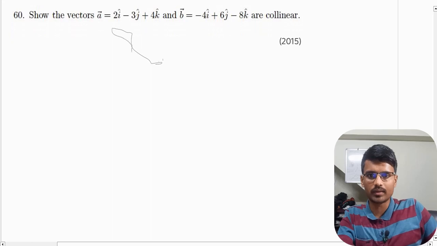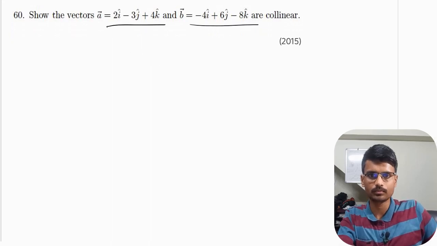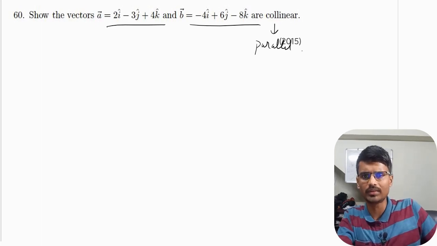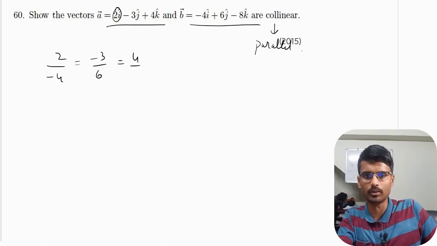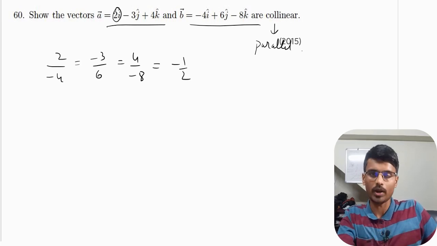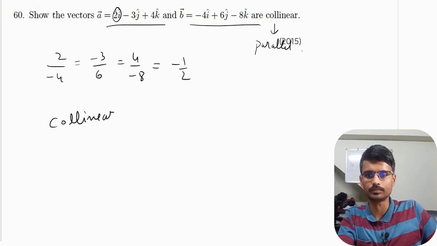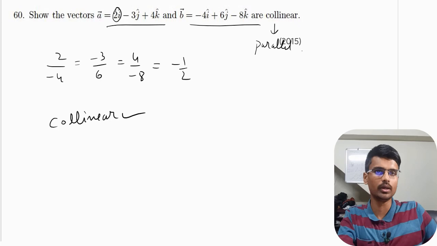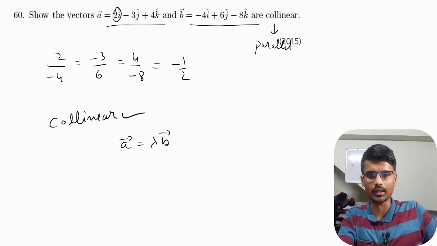Show that the vectors are collinear. Collinear is nothing but parallel. Just look at the components: 2 by minus 4, minus 3 by 6, 4 by minus 8. All of them are equal, as you can see, which is minus 1 by 2. Because all the corresponding components are in proportion, we can conclude that the vectors are collinear. This is one method. You can use the other method also, where you prove vector A equals lambda B and find the value of lambda. You can follow both methods.